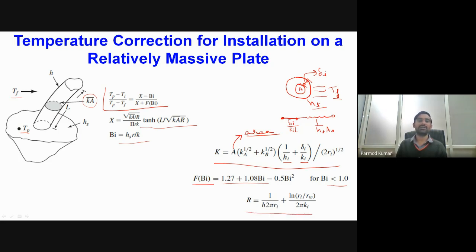Okay. So in this particular situation, you can see over here that Ti will be the temperature which is indicated by the thermocouple. Now if you apply this particular formulation, you will find nothing but the corresponding actual temperature of this plate surface. Okay.